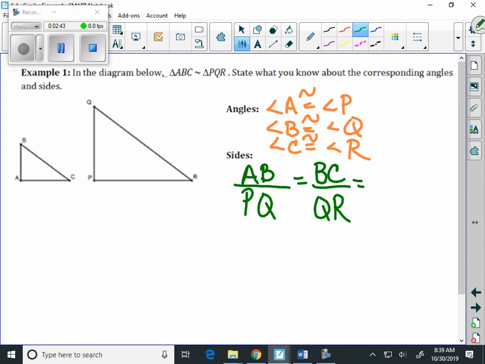And then lastly, we could say that AC is equal to PR. But what we're doing here, now that we've written it, is that we have three ratios, and ultimately, if you just take two of them, we've got a proportion that we're going to use to cross multiply eventually and solve for.